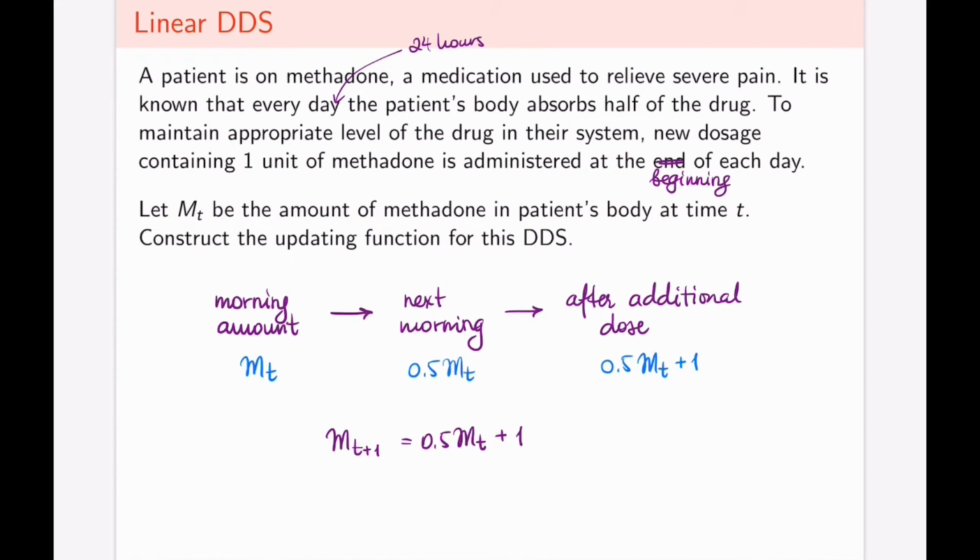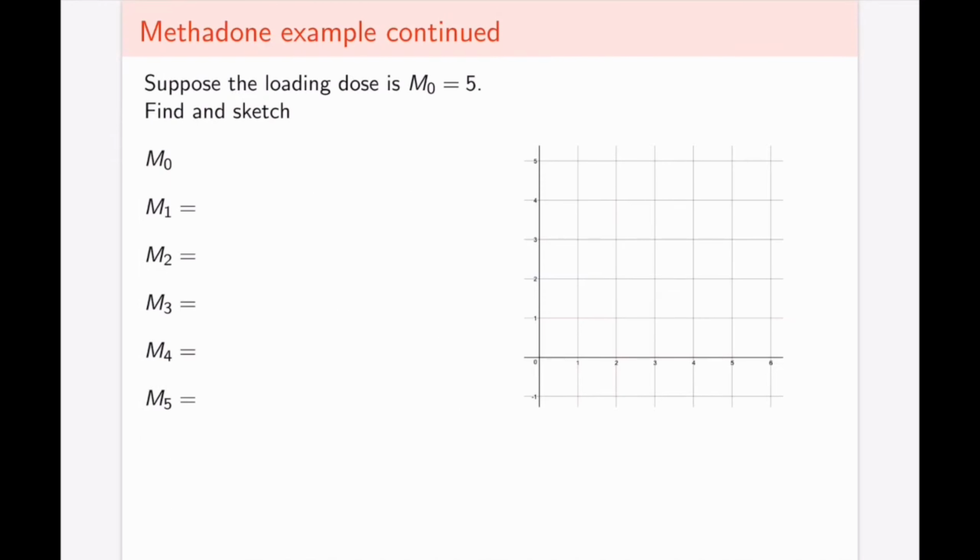Now, this process is going to be iterative, which means that we're going to repeat this not for just one 24-hour cycle, but again and again and again. So what we would like to do is trace the amount of drug in the system at any point in time. If we start with the loading dose of 5, how does that affect the amount of drug in the system? Can I say what it will be 3 days from now?